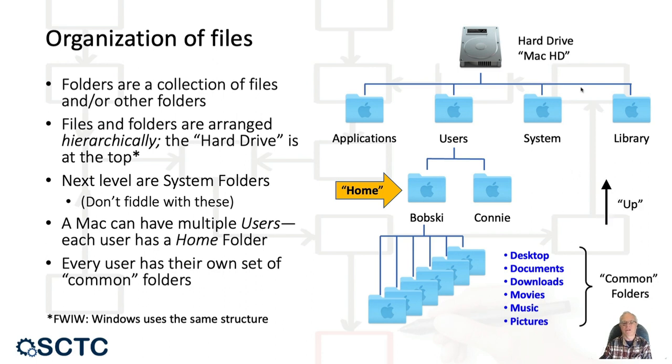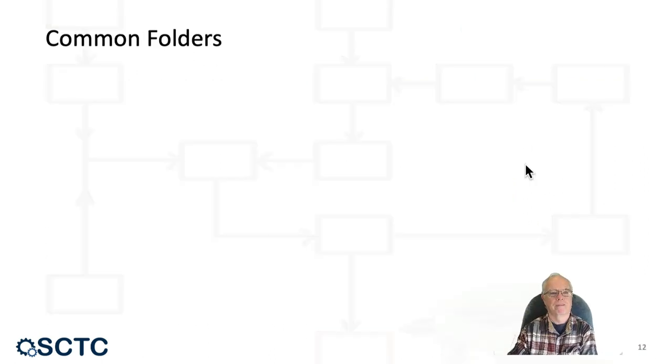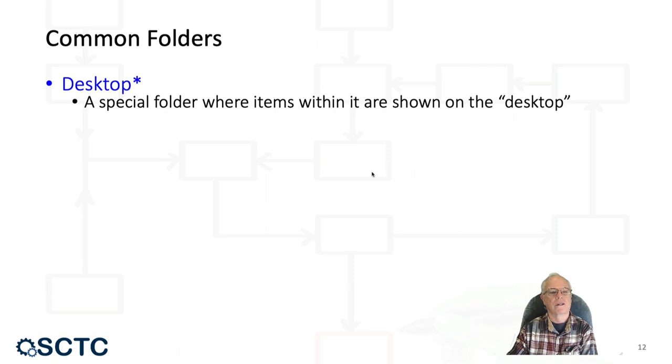By the way, we refer to this as up. If I say go up in the file system, I mean go up a level. So let's look at the common folders. First of all, there's a special folder called Desktop, and you can open a folder that looks just like any other folder on your computer, but everything in that folder is also on your desktop. They're the same files. So if you use the Finder, and we're going to talk about the Finder in a minute, to go find the Desktop folder, you will see the same files in it that are on your desktop. So that's a special characteristic of the desktop.